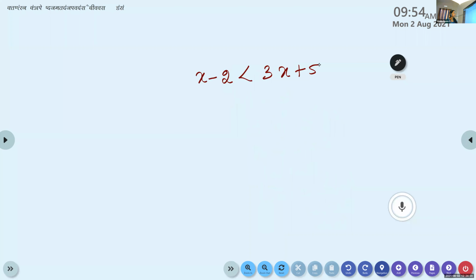What is the answer? First case, when x belongs to N. Second case, when x belongs to R. x minus 2 is less than 3x plus 5. Yes, give your answer.